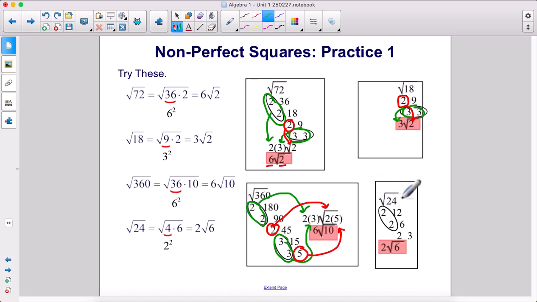Finally, we have the square root of 24, which is 2 times 12. 12 is 2 times 6, and 6 is 2 times 3. We have one pair of 2's, so the 2 comes out front. We have a 2 left over and a 3 left over, so both of those stay under the radical. We multiply them together to get 6.